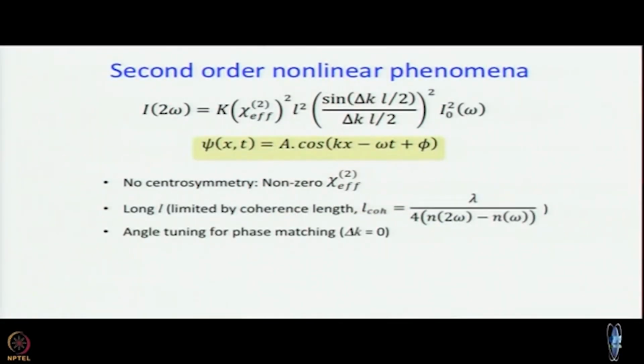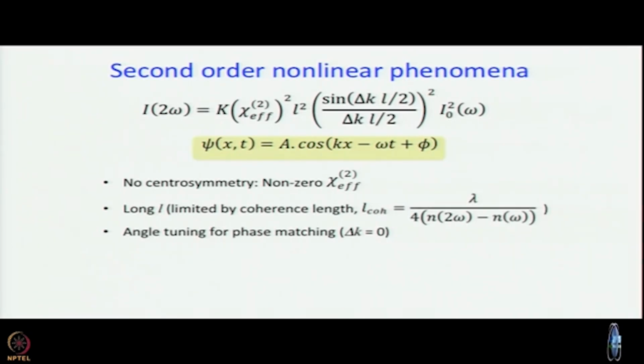Then we are going to discuss later that we can do angle tuning to get phase matching. So, delta k has to be equal to 0. This is what we had discussed already. We said that the condition for second harmonic generation is that delta k must be equal to 0, momentum must be conserved.